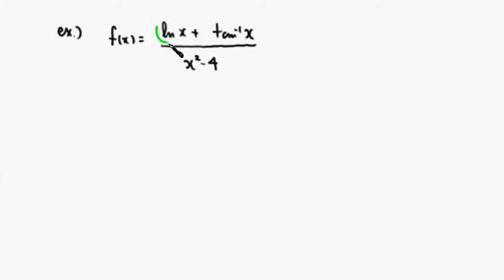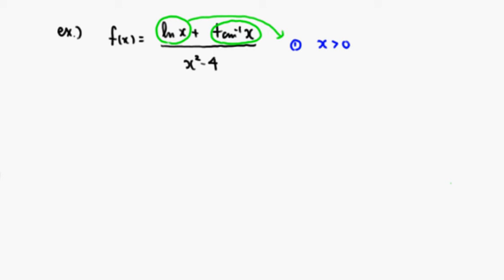Since you have a natural log of x, we know that x has to be positive. So the first condition is that x has to be greater than 0. And here there's an arctangent. Arctangent is actually defined for every real number, so it doesn't give you any restriction on the x value.